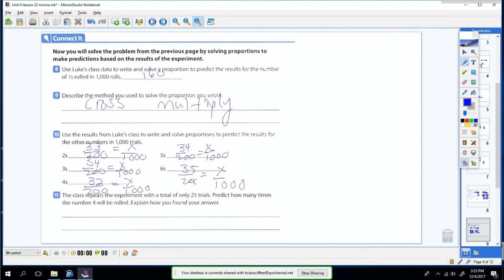So the class repeats the experiment with a total of only 25 trials this time. Well, predict how many times the number 4 will be rolled. Well, first off, the number 4 was rolled 32 out of 200 times. Well, let's say I do it again for another 25. So the 25 goes on the bottom and x goes on top. And again, you just solve and cross multiply.